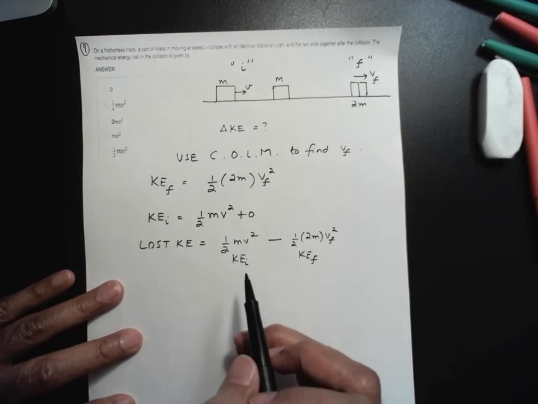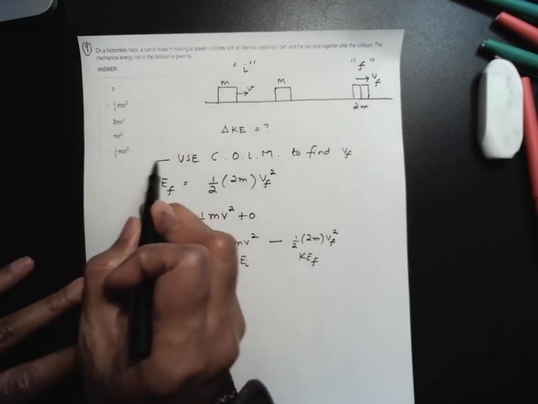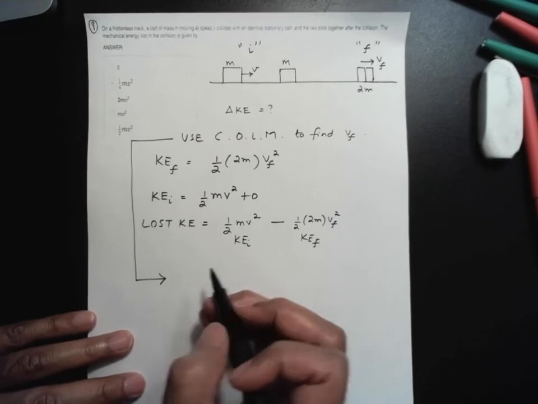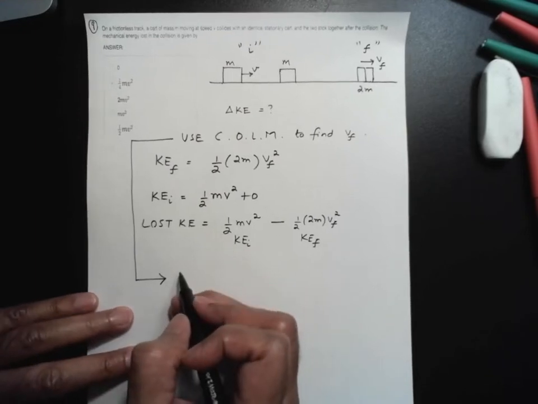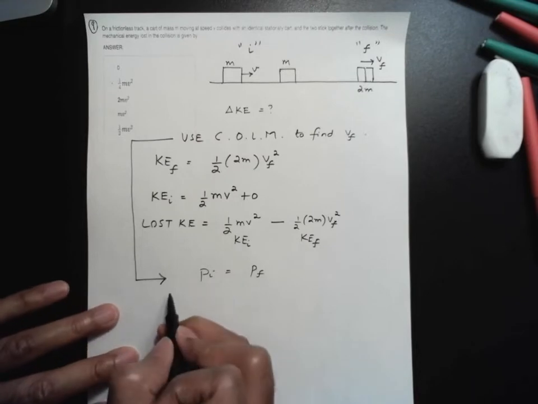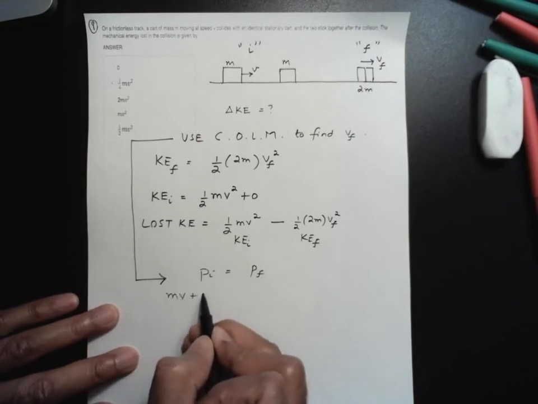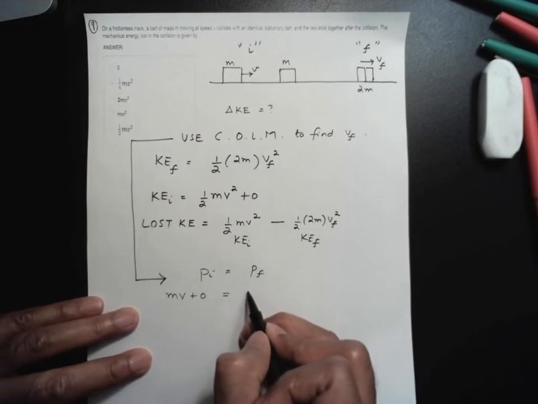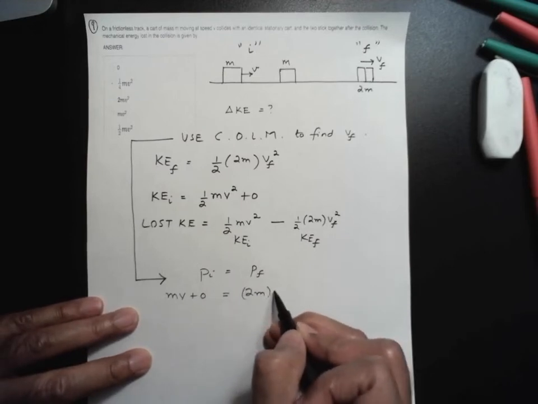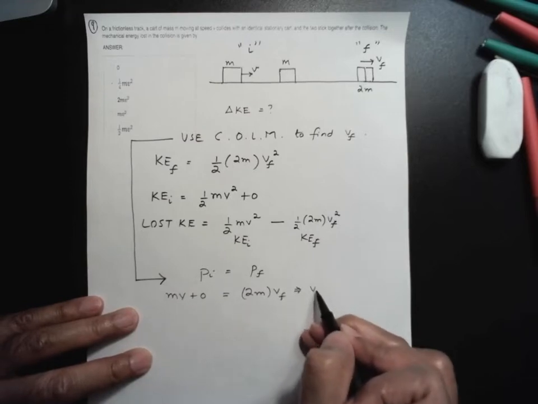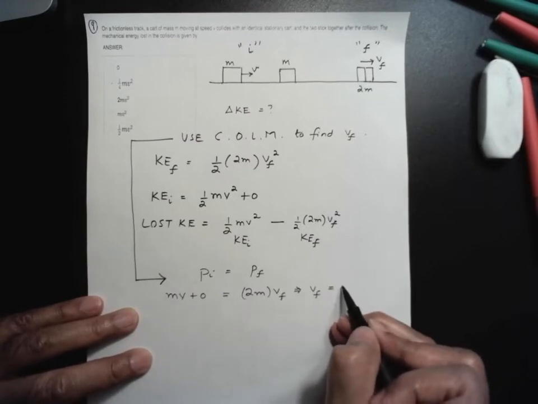For that we're using conservation of linear momentum. So what's the initial momentum? It's mv plus 0. The other guy was at rest. Final momentum, both the masses are now moving at this final velocity v sub f. We find from here that v sub f is v over 2.